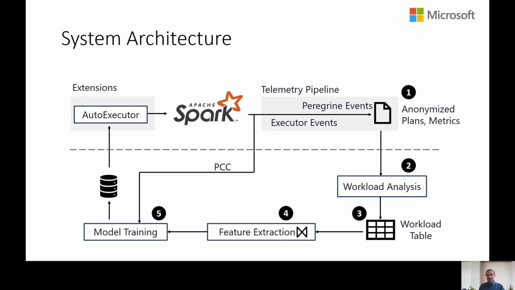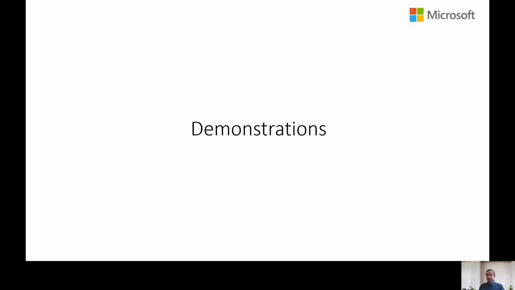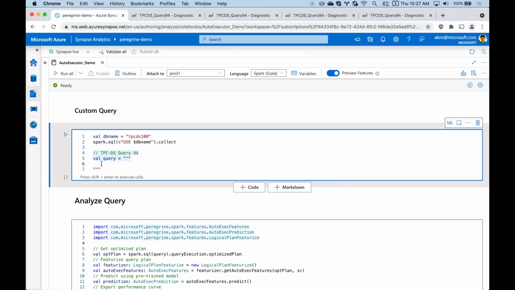The trained model is stored in a database. When a new query arrives, this model is retrieved and scored using the query characteristics, and then the right number of executors is requested. We will now show you some demonstrations of AutoExecutor model scorings.